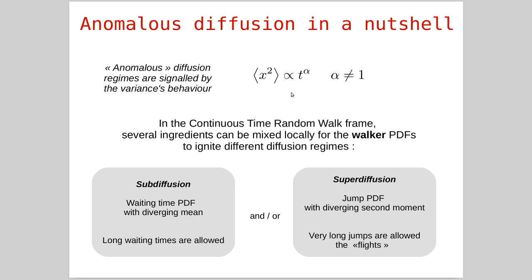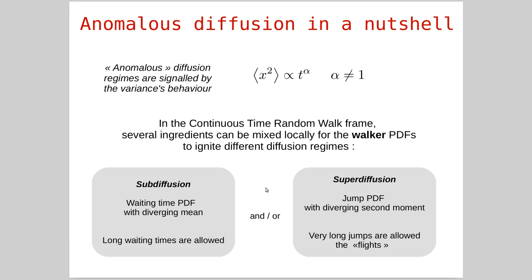changing the walker behavior. For instance, you can have a subdiffusion regime, and in this case, you might need to use a waiting time PDF, and you would like to have a divergent mean, so a divergent first moment. What I am saying is that your walkers are allowed to have long waiting times.